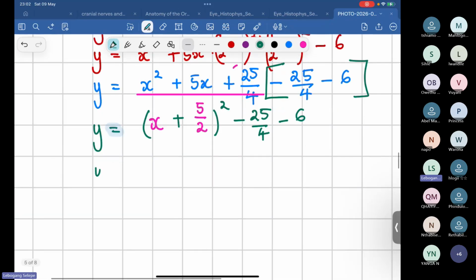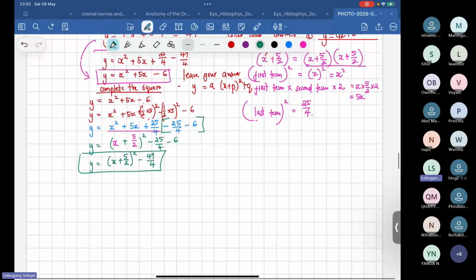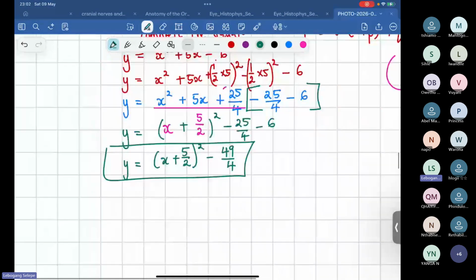Then this is going to change to become y is equal to x plus 5 over 2 squared. If you punch your calculator and say negative 25 over 4 minus 6, you're going to have negative 49 over 4. And therefore, we have completed the square and have written the equation the way we were asked to, in that form.